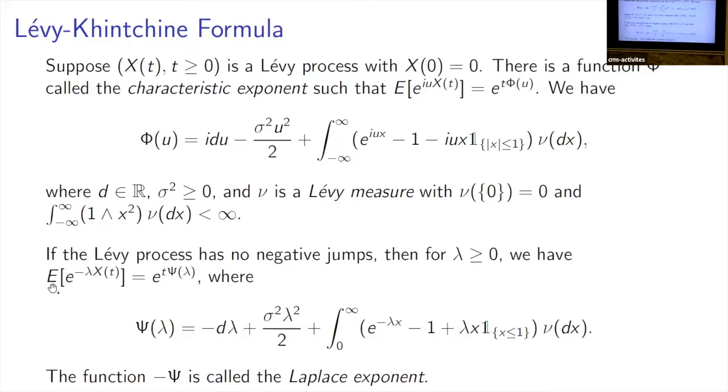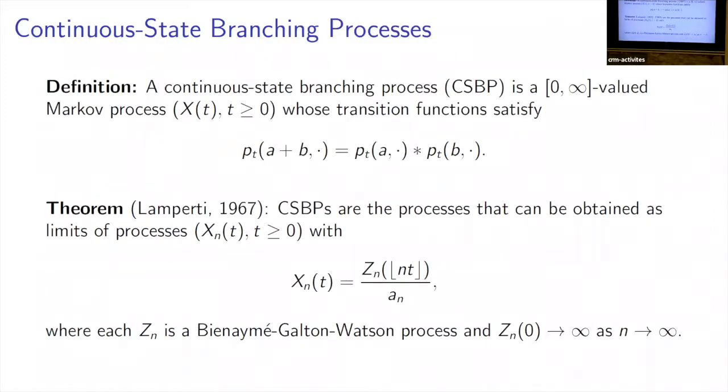In particular, the expected value of e to the minus lambda times X of t is given by e to the t times psi of lambda, where psi of lambda looks pretty similar to the formula that we had before. The main difference is that because negative jumps are no longer allowed, the measure nu governing the jump rates for the process is concentrated on the positive real line. So we're now ready to introduce continuous state branching processes.